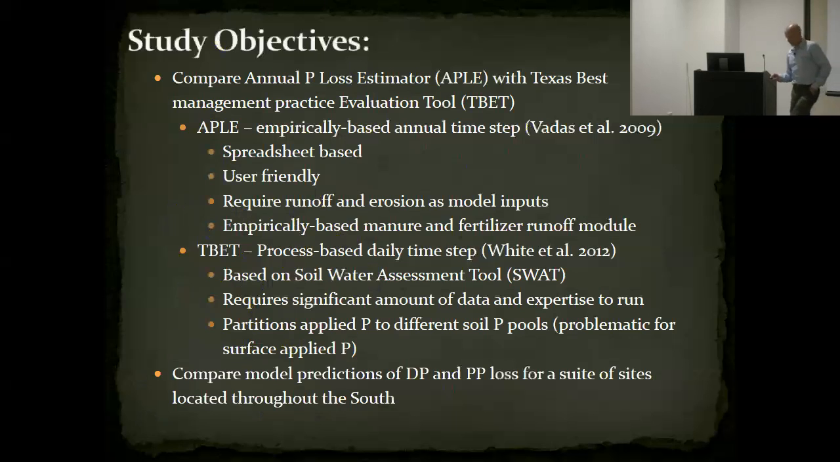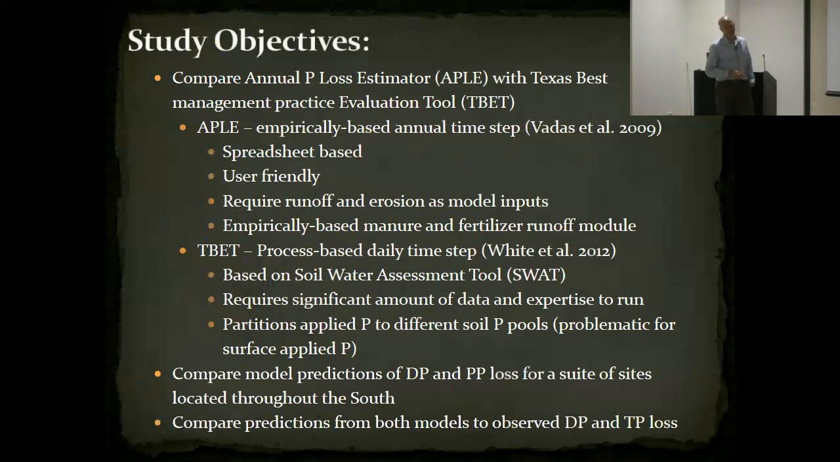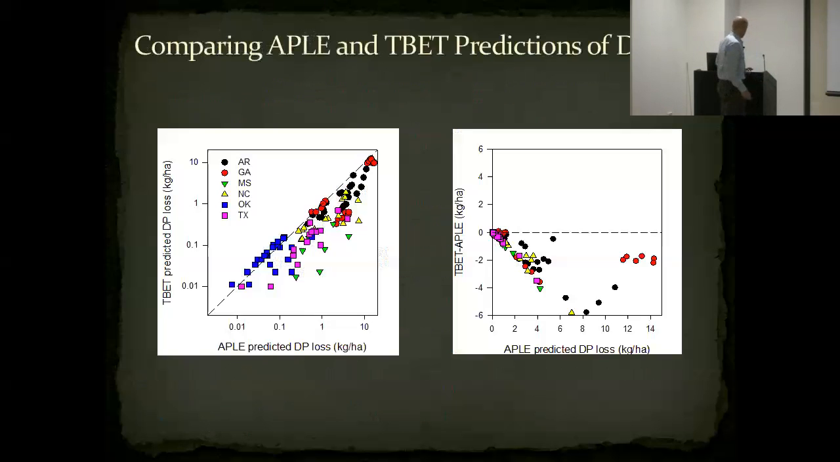So first we wanted to compare the models to each other, and then look at actual observations of phosphorus loss. From the different sites I was telling you about, you can see here, APLE predicted dissolved P is on the X, and TBET predicted dissolved P is on the Y. Now, you can see these are log scales. So that's a lot of difference. There can be a lot of difference there.